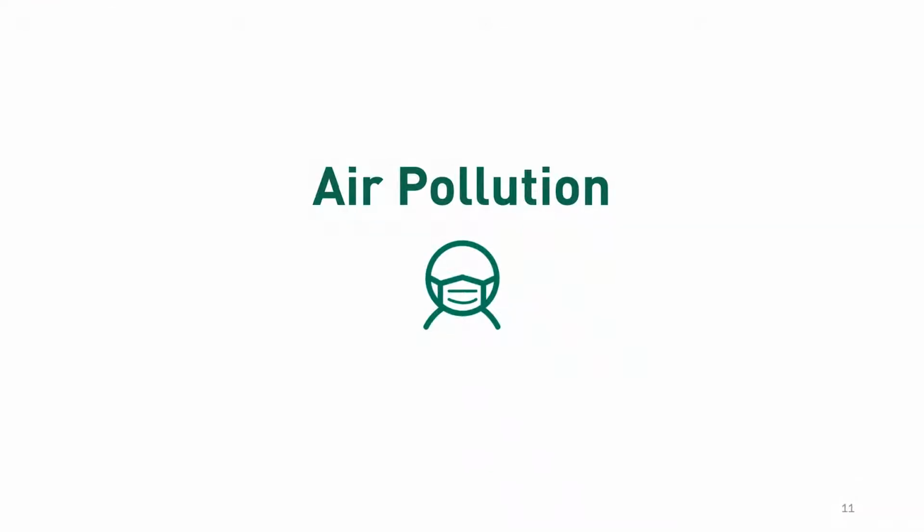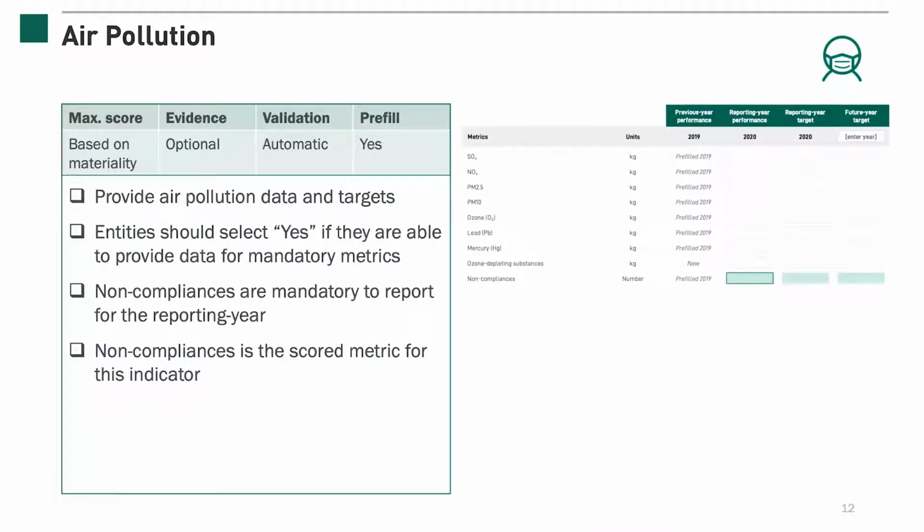The next aspect is air pollution. Entities can provide data on air pollution during the reporting year and any targets that have been set, as well as any non-compliance that occurs. Non-compliance is a mandatory metric to report and is also scored.